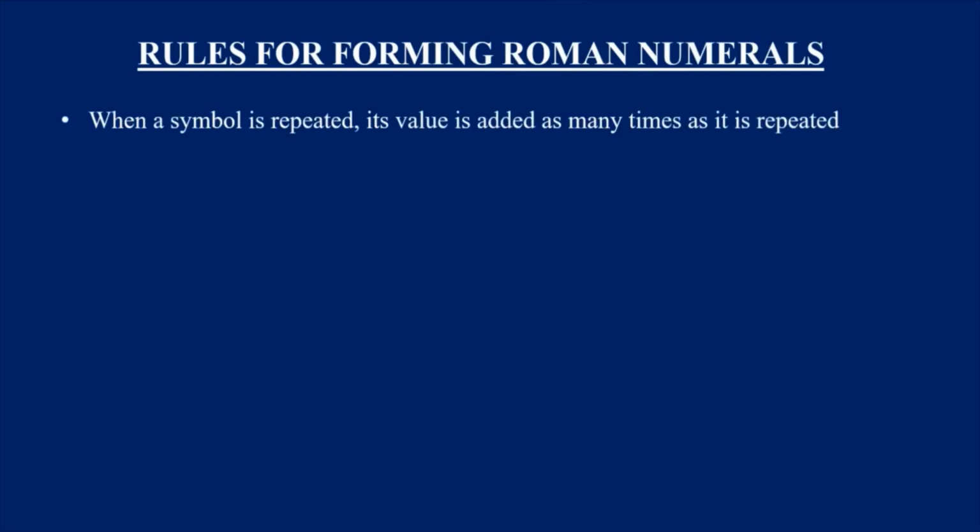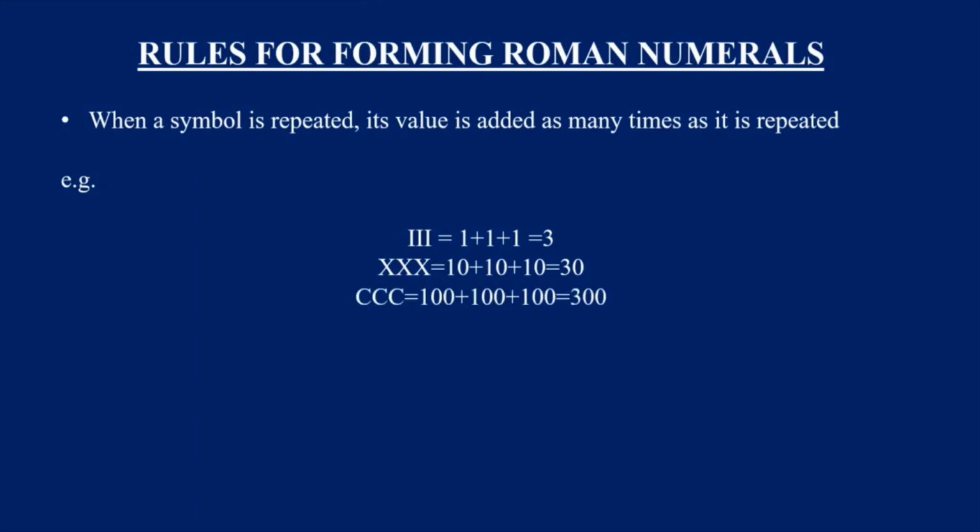The first one: when a symbol is repeated, its value is added as many times as it is repeated. For example, I has been written here 3 times. That is 1 plus 1 plus 1 is 3. In the next one, X has been written 3 times, where the value of X is 10. So 10 plus 10 plus 10 is 30. Similarly, C has been written 3 times. The value of C is 100. So the total value is 300.